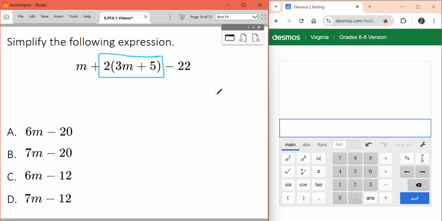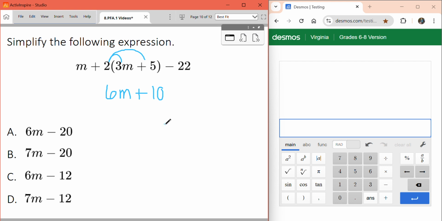So I'm going to distribute, but when I distribute, I am not using the m and I am not using the -22. I am only using that part in the middle. So I'm going to get rid of all those marks, but just keep that in mind. I'm going to do 2 times 3m, which is 6m. And then I'm going to do 2 times 5, which is 10.